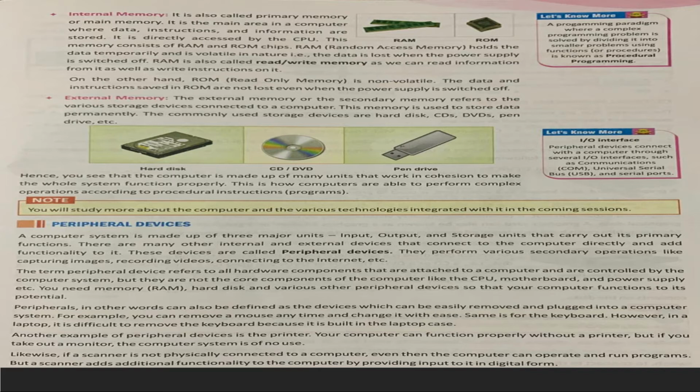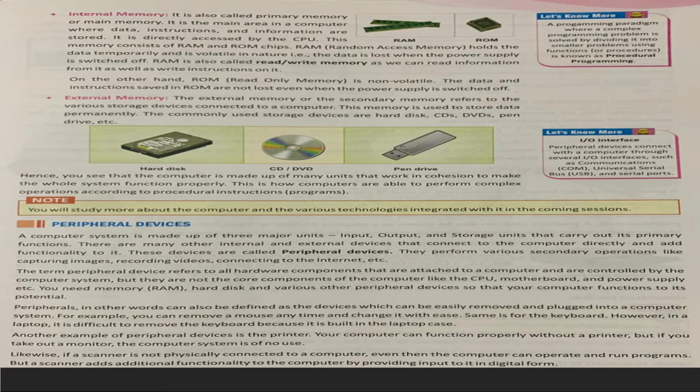And the IO interface is the one where the peripheral devices are connected. Peripheral devices connect through IO interfaces such as communication buses, the universal serial bus, that is USB, and serial ports are also available. A peripheral device in a computer system is basically made up of three units: input, output, and storage units that carry out its primary functions.